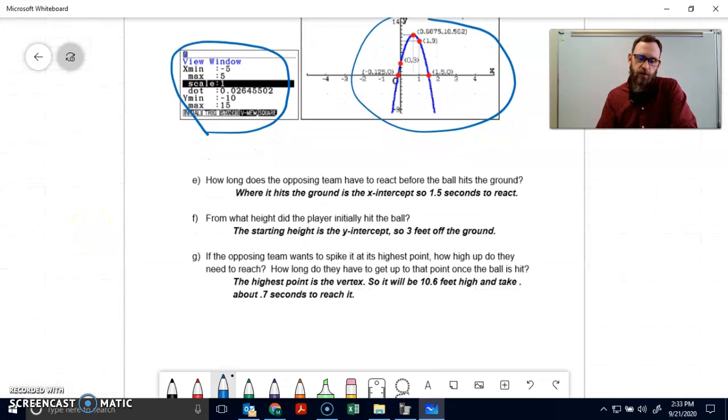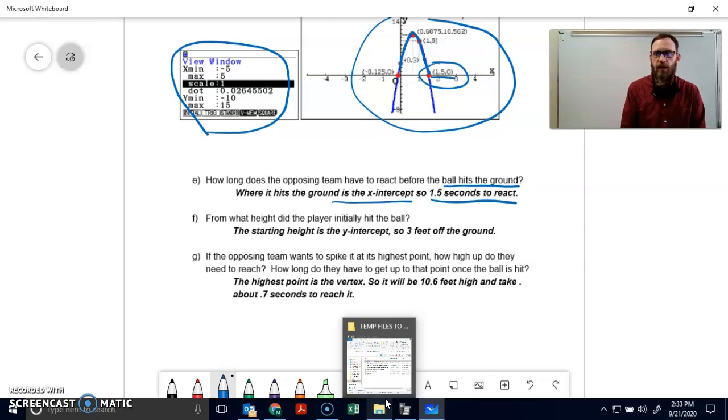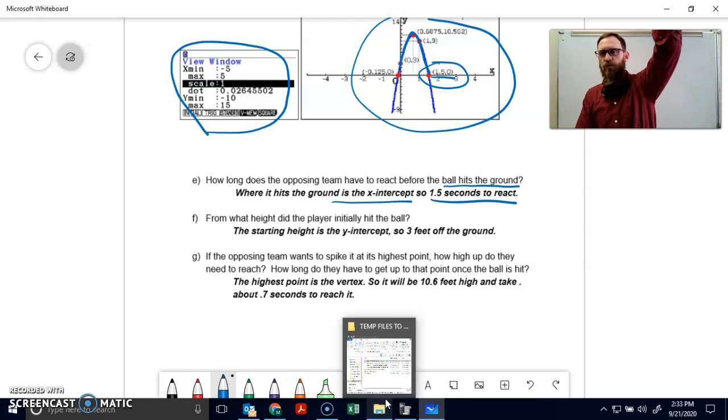A couple follow-up questions we have to look at. How long does the opposing team have to react before the ball hits the ground? Where it hits the ground is the x-intercept right here. Okay, so the ball's right here. They hit the ball, it goes up and over the net, comes down. 1.5 seconds is how long they have to react. Hit it up, boom, comes down. Okay, just over the net, a few feet over the net, and then comes down on the other side, maybe just a little bump over. 1.5 seconds to react.